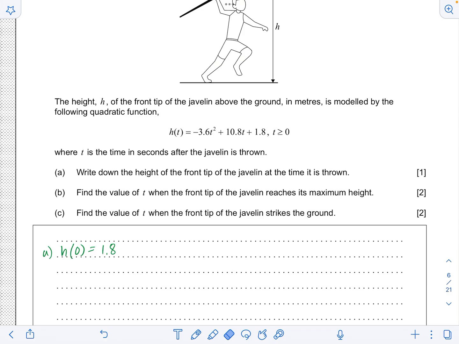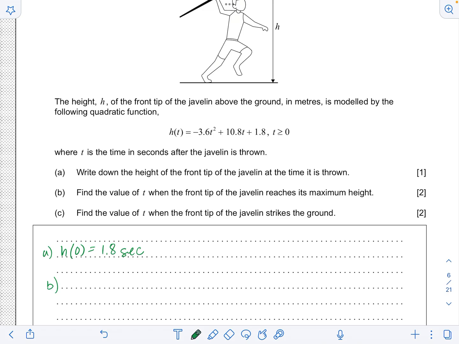And it's always a good idea to include units. 1.8 seconds. Part B. Find the value of t when the front tip of the javelin reaches the maximum height. Now, there are several ways to do this. One of them is to take the derivative and set it equal to 0, because that derivative stands for the rate of change, and that rate of change would have flattened out when we get to the apex of the arc.